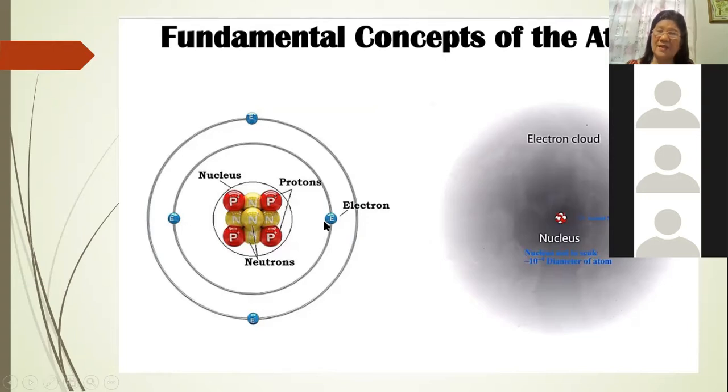I will be placing our PDF. You can just read about it, especially the Bohr model. I will no longer discuss it thoroughly here. So that is how an atom looks like.